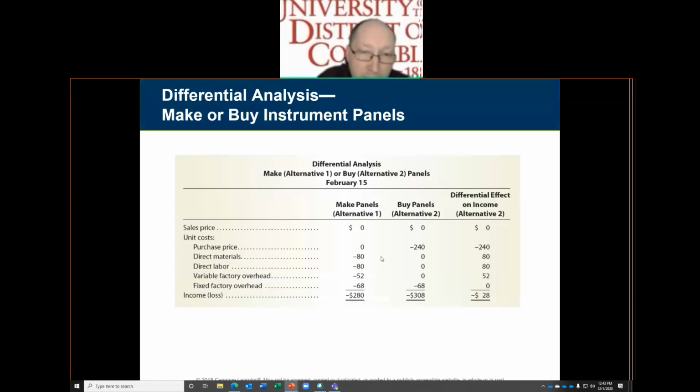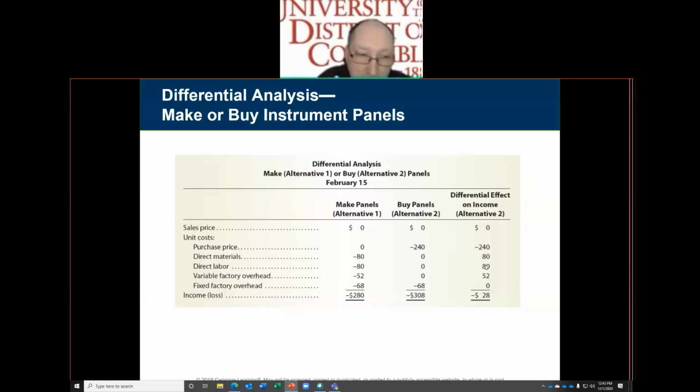So if I make it in-house, I would make it for a total of $280. It'll cost me $280. If I buy it, it'll cost me $308. Why $308? You still have fixed factory overhead regardless of whether you purchase it or make it. So $308. The difference in purchasing is $240.